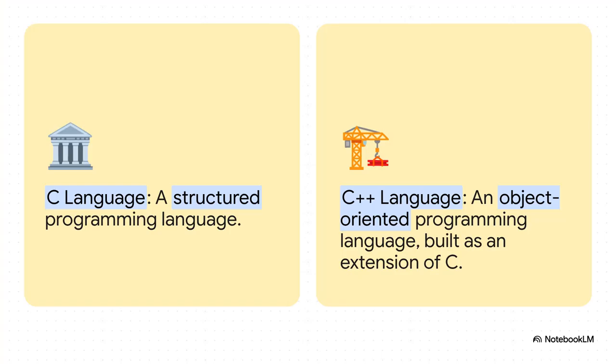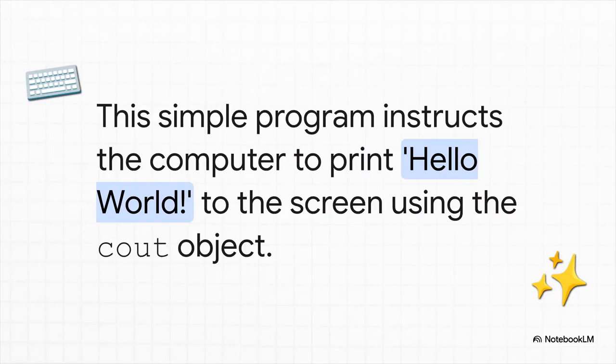Now, before we write a single line, it helps to know where C++ even comes from. Think of it like an evolution. It was built on top of an older language called C, but it added this powerful new idea called object-oriented programming. We'll save a deep dive on that for another day, but just know that C++ stands on the shoulders of a giant. And here it is, your very first program.